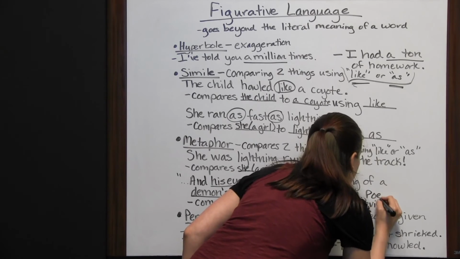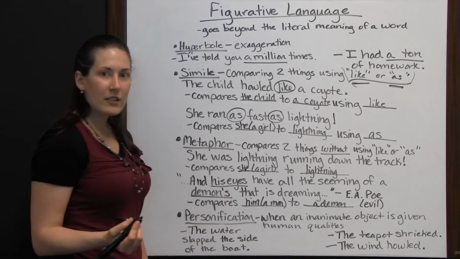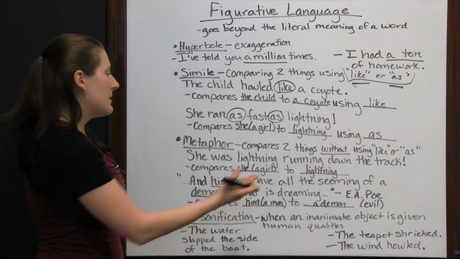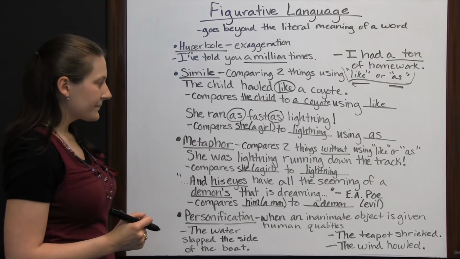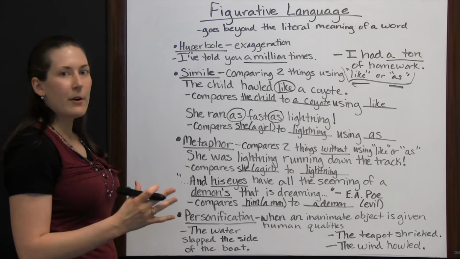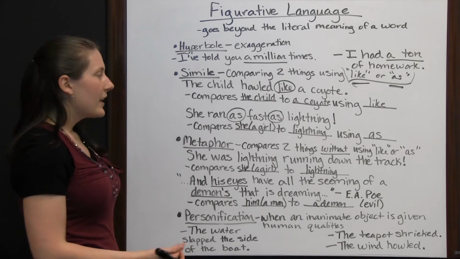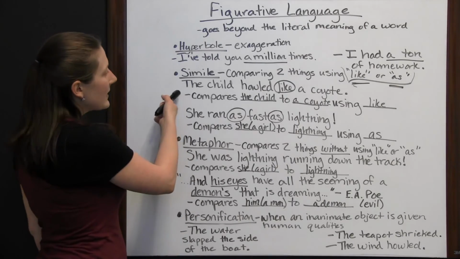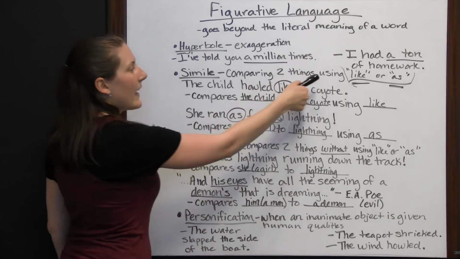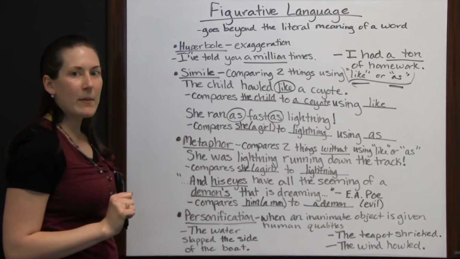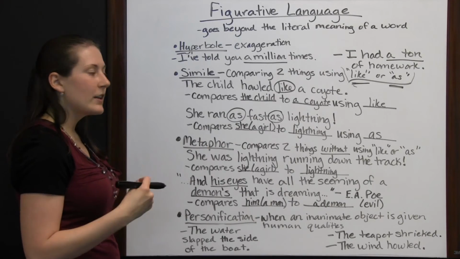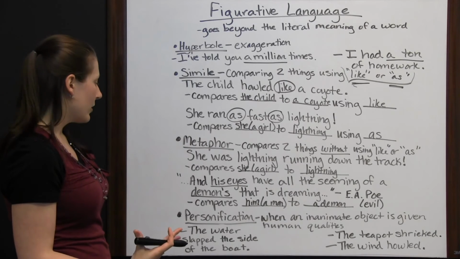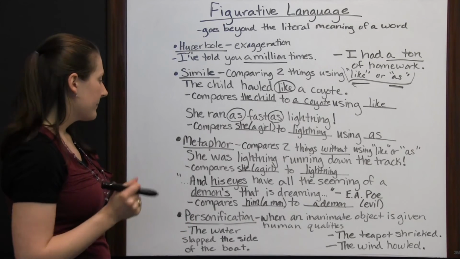evil. It doesn't mean he's literally a demon. It means he's got some characteristic of a demon. He's maybe an evil person. So in poetry, your figurative language may not always pop out at you if it's a metaphor. A simile is pretty easy to spot because you'll see like or as. But a metaphor might be a little trickier. So just look for what two things are being compared in that sentence or that phrase of a poem.